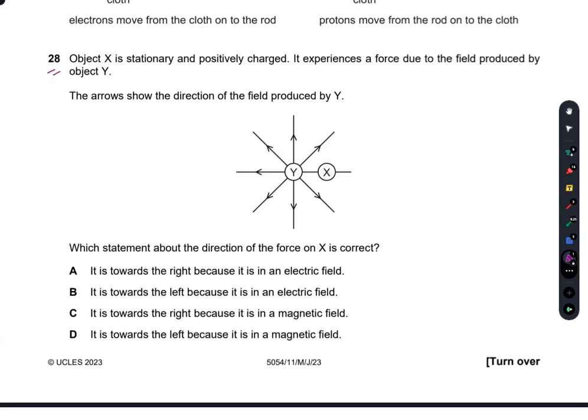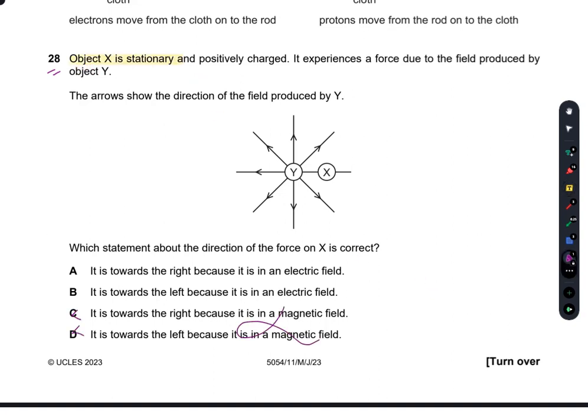Question number 28, quite an interesting question. Object X is stationary and positively charged. Okay, it experiences a force due to the field lines produced by object Y. The arrows show the direction of the field produced by Y. Which statement about the direction of force on X is correct? First thing is that object X is stationary. What does this mean? It means that it will not experience a magnetic force.